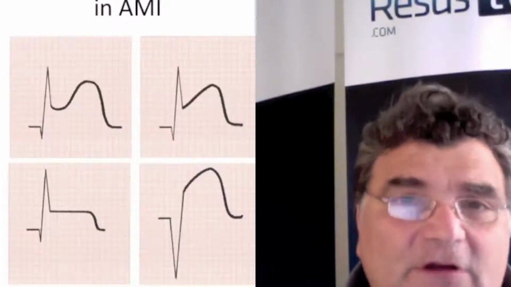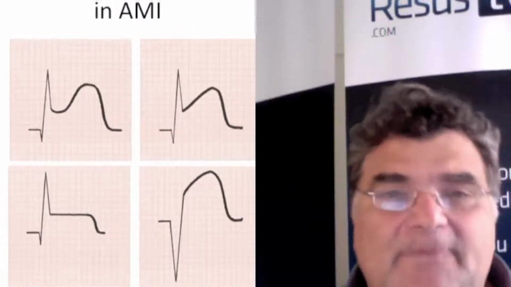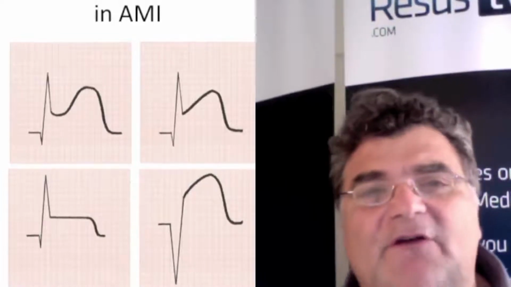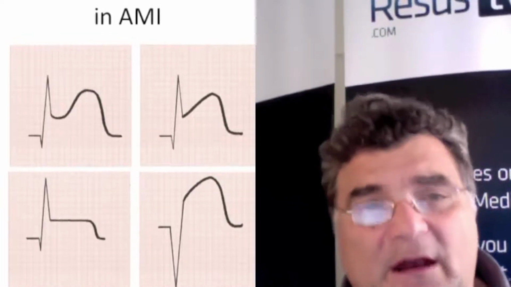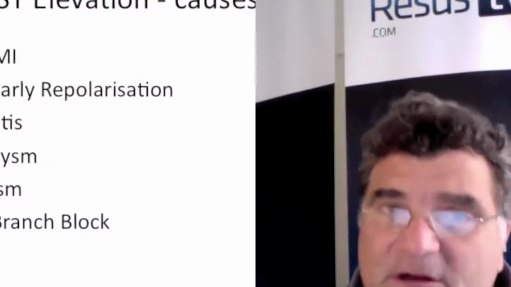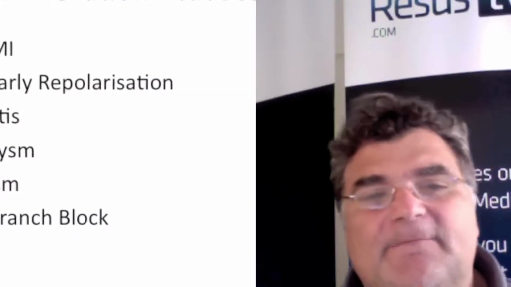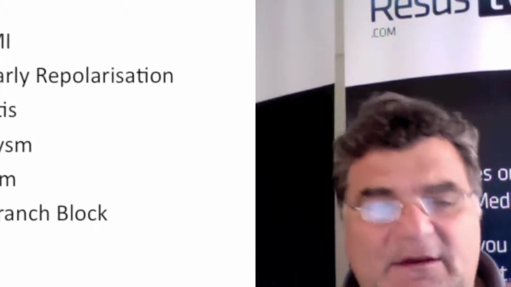And it's important to briefly talk about ST elevation. And there's a varying morphology in ST elevation that you can see here. And the causes of ST elevation are really the ones we need to worry about: acute MI. Second is benign early repolarization, because you need to be able to tell these two apart. Pericarditis, left ventricular aneurysm, vasospasm, or a bundle branch block can cause it.